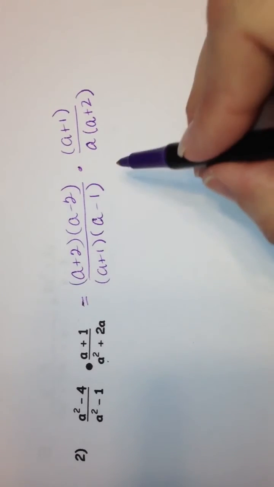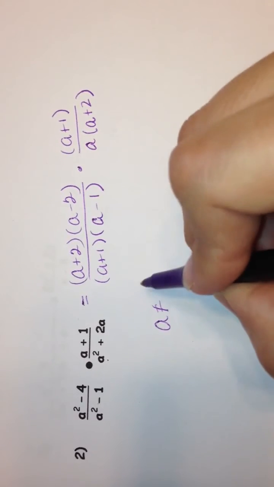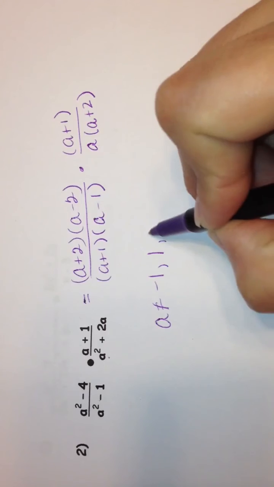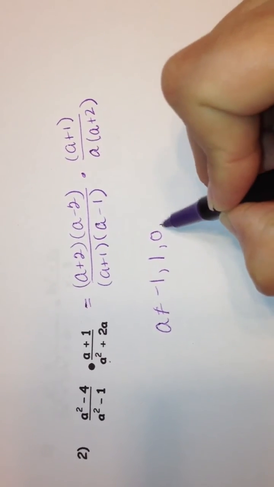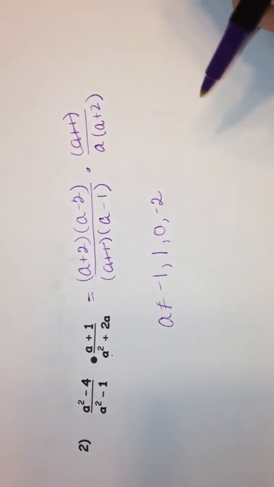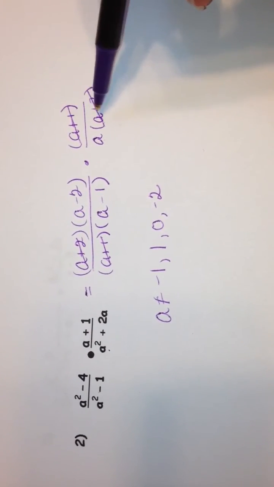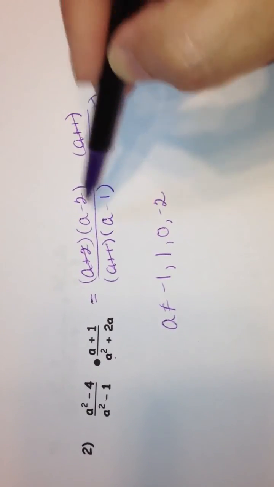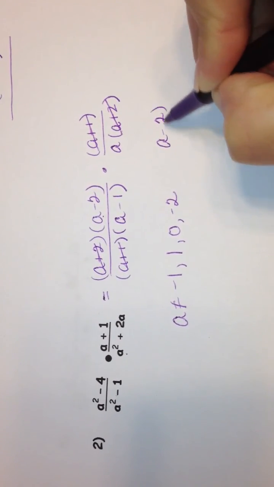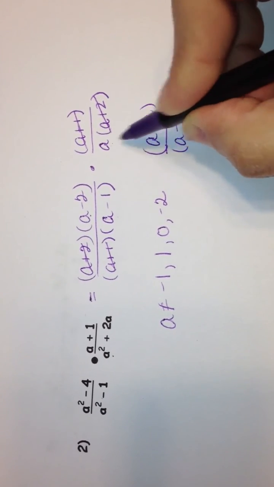Again, a good time here to say what values a cannot be equal to. Right here, we cannot have negative 1. Here you cannot have 1. Right here it cannot be 0, and then right here it cannot be negative 2. Alright, now let's cancel out what we can. We have a plus 2 and a plus 2, and because one's in the numerator, one in the denominator, that's what allows us to cancel them, leaving us with a minus 2 in the numerator, and in the denominator is a minus 1, and then we have an a right here.